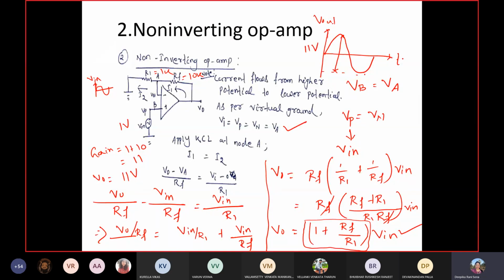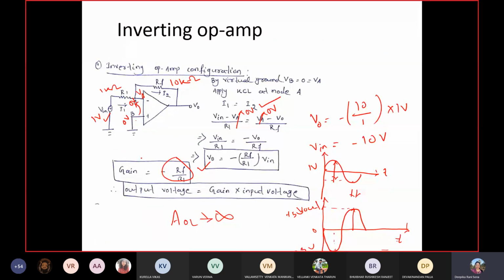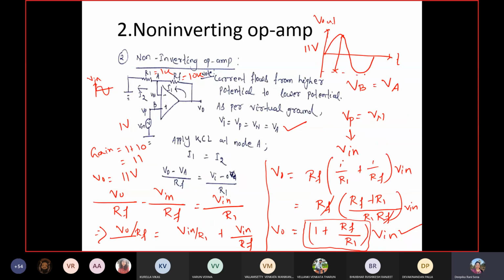So if this type of configuration is visible to you, a non-inverting amplifier, what is the gain? Blindly you have to say that for the non-inverting op-amp configuration, the gain equation is 1 plus Rf by R1. Similarly, for the inverting op-amp configuration, the gain equation is minus Rf by R1. Here the output is phase shifted 180 degrees and there is no phase shift in the non-inverting output. You have to remember this equation. Then the last configuration is the voltage follower configuration. It is very simple.